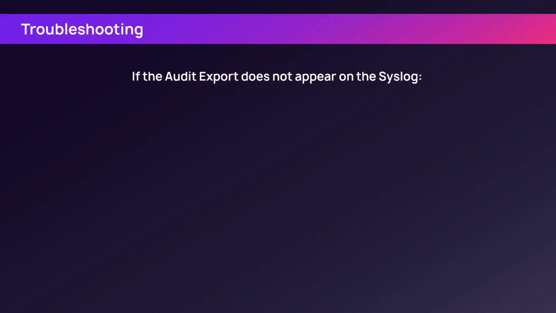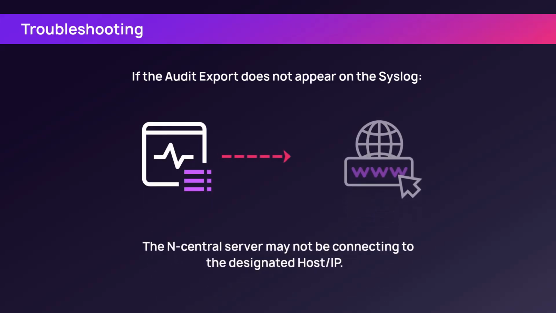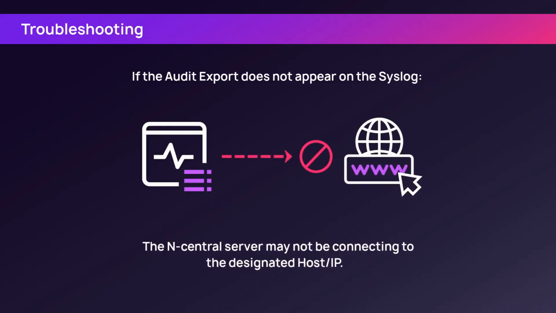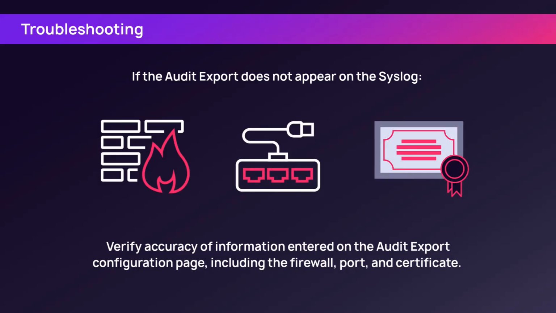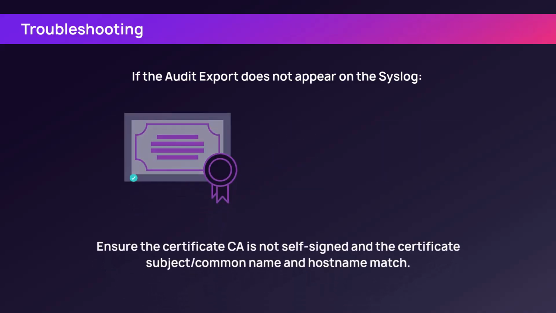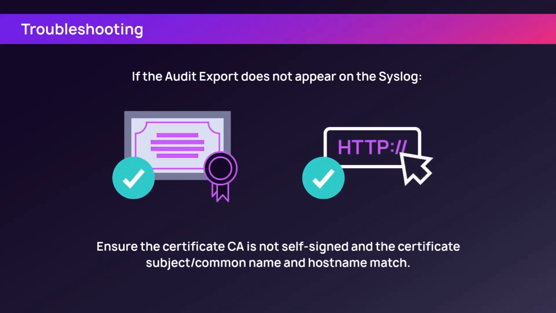If the audit export does not appear in the Syslog as expected, consider the following troubleshooting steps to resolve possible issues. The N-Central server may not be connecting to the designated host or IP. Verify accuracy of information entered on the audit export configuration page, including the firewall, port, and certificate. Ensure the certificate CA is not self-signed and the certificate subject or common name and hostname match.